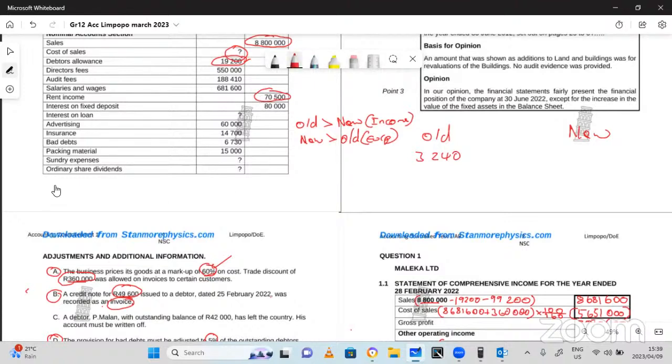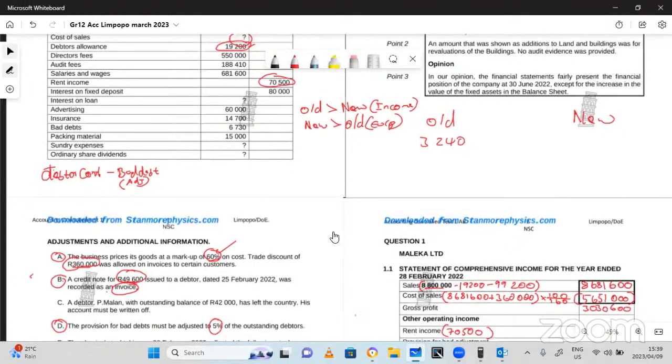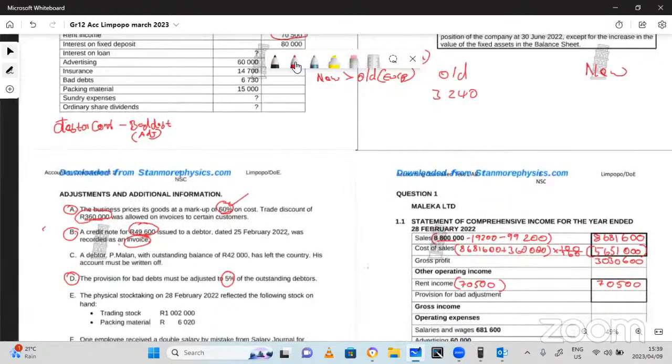There's a formula over here. You take your debtors control on your pre-adjustment, then you subtract the new bad debts, in other words, the bad debts on your adjustments. After subtracting the bad debts, we move on and check for any transaction that may have affected your debtors. If I remember carefully, there was this transaction over here, which is transaction number B.